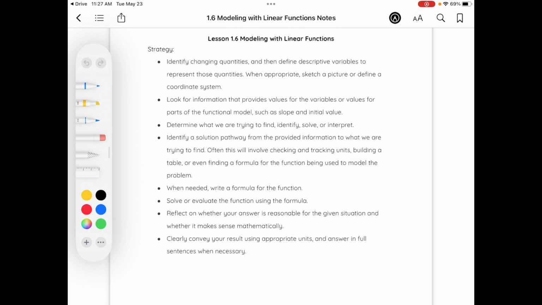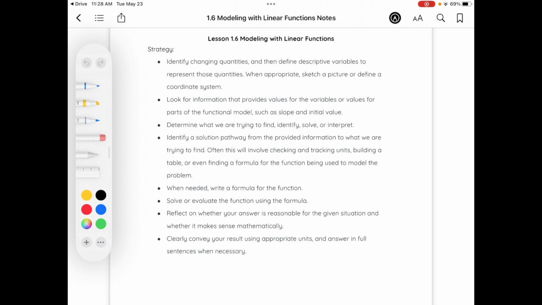To begin to think about modeling with linear functions, there is a set of strategies that we want to utilize. First, we'll want to identify what is the changing quantity and then define descriptive variables to represent those quantities. When appropriate, sometimes we want to sketch a picture or define a coordinate system. We'll want to look for information that provides values for the variables or values for parts of the functional model, such as slope and an initial value.